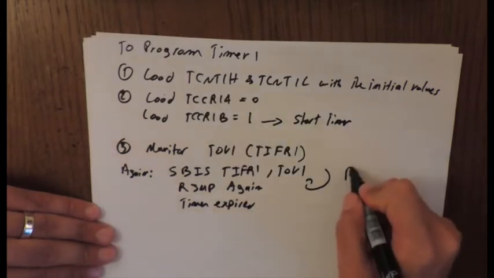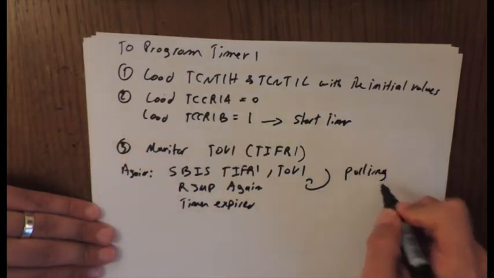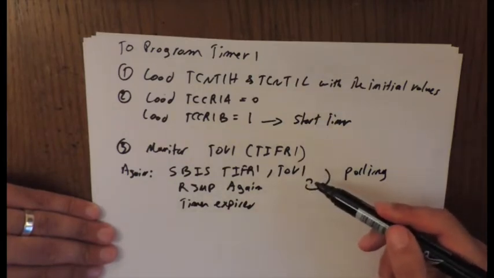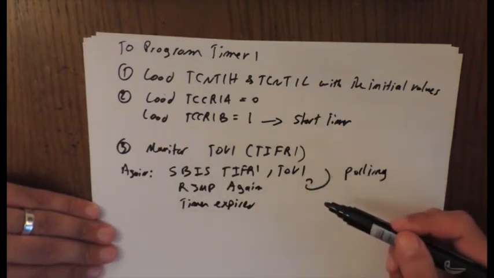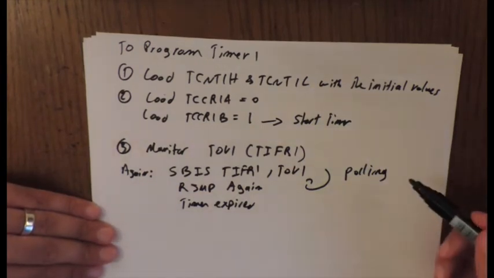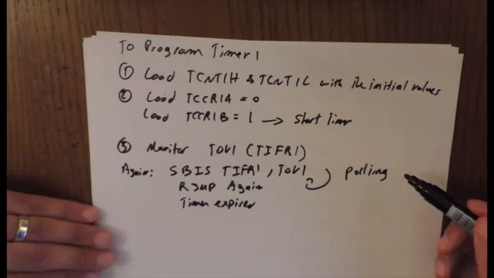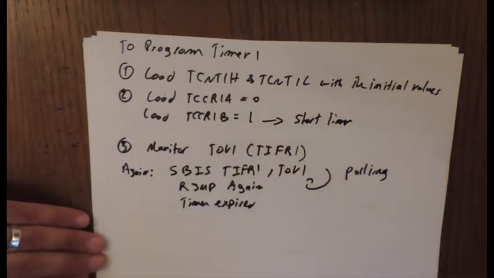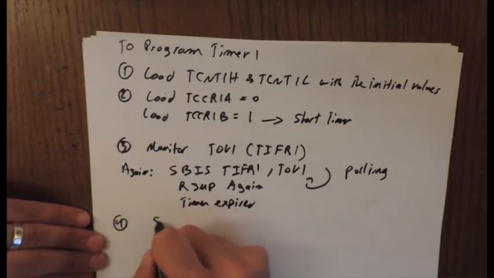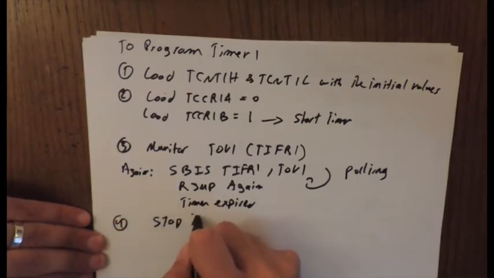So this technique is called polling. Of course, we are stuck in the program here, and we're not gaining anything from using timer 1 since we're using the polling technique. But when we couple it with the interrupt, you will notice the advantage of using timer 1. So the fourth step, after expiry, we stop timer 1.